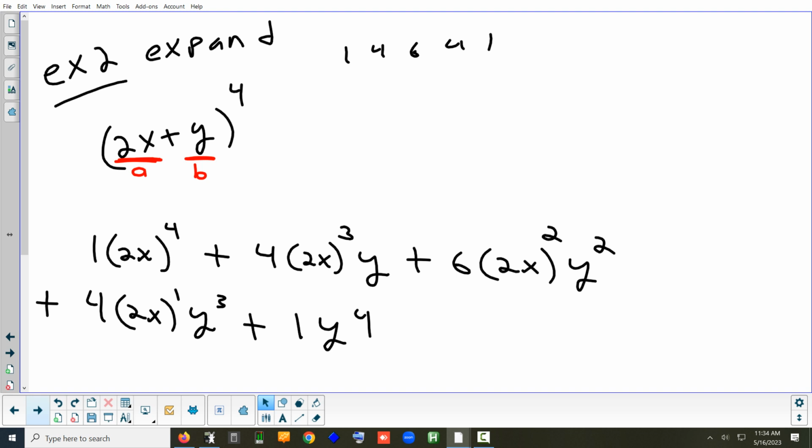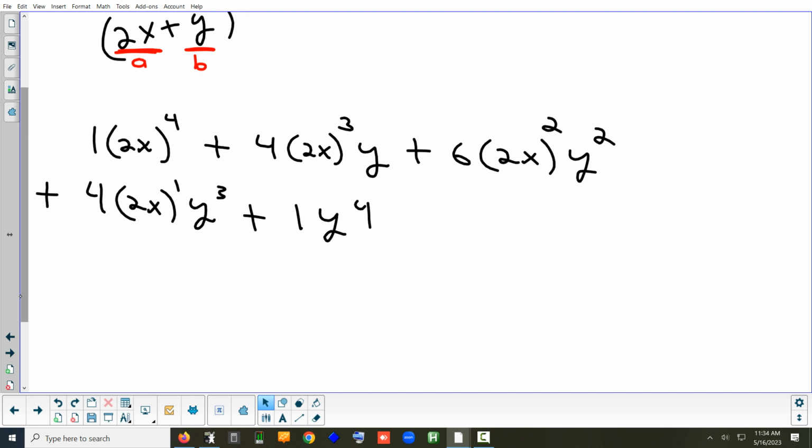Now, this one has a little bit of simplifying we need to deal with. So remember, when you have a product raised to a power, you raise each factor to the power separately. So what's 2 to the 4th? 16 times 1. 16. So that's 16x to the 4th. That's the first one.